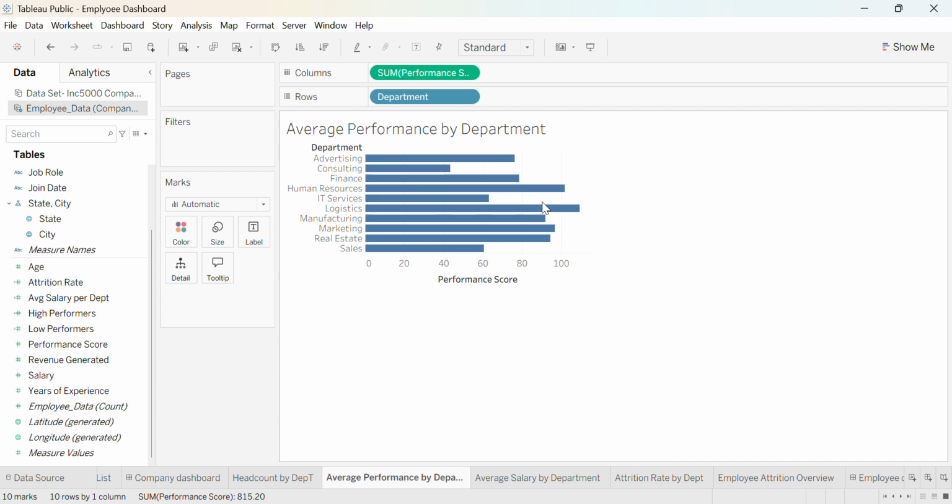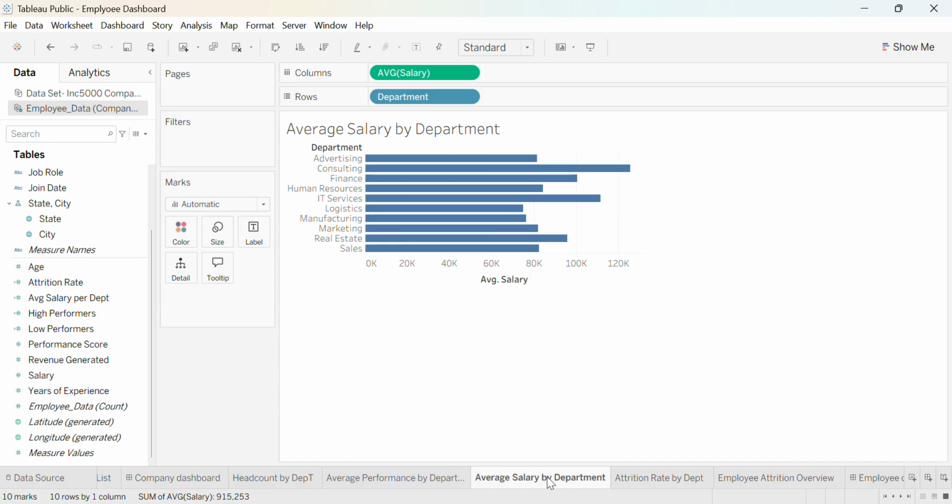Next, the third chart is average salary by department. This bar chart displays the average annual salary per department. Consulting pays the highest average salary at nearly 1 lakh per year. IT services also pays very high at around 95,000. Finance and real estate are in the 85,000 range. Human resources pays around 80,000. Logistics pays comparatively lower at around 60,000.